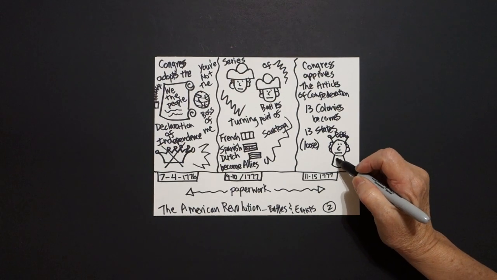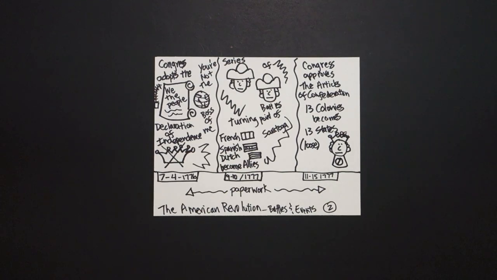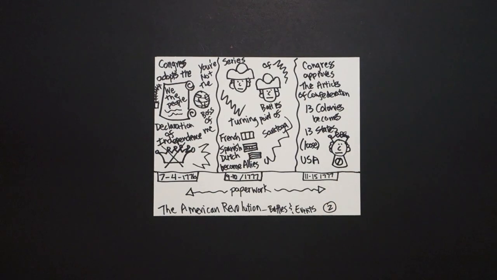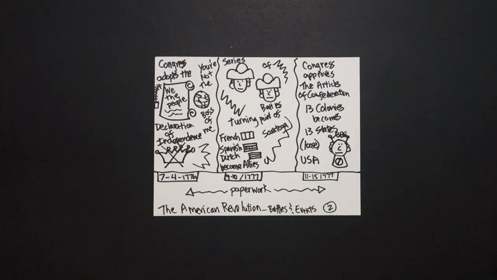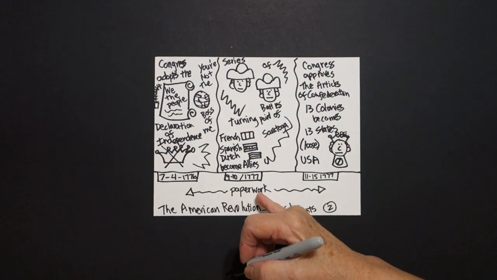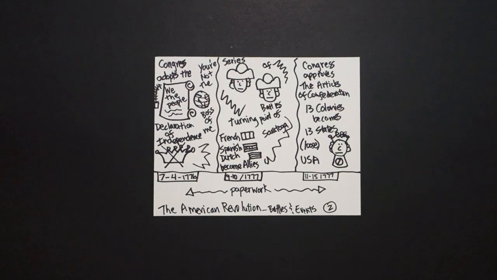And because we did not want a monarchy, put that circle and that cross in between. We became the United States of America. But it's loose, okay? We can only do certain things as a country because we did not want to become dictatorships or monarchies or anything like that. Okay, and again, more paperwork. You got to do the paperwork in order to become a country.